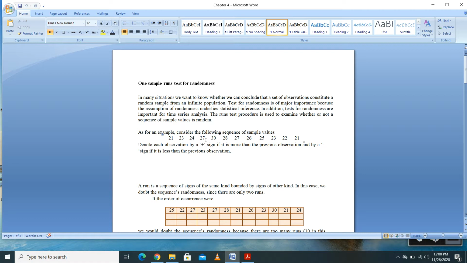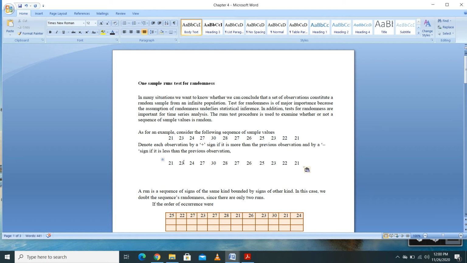And then you have to denote each observation by a positive plus sign if that observation is more than the previous observation, or you have to denote it using a negative or minus sign if it is less than the previous observation. So I'll just take this set and paste it here.